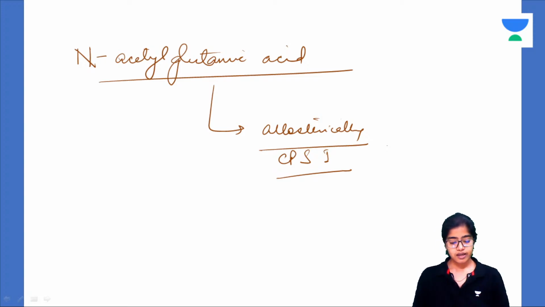So this is regarding the urea cycle. You can look at all the important steps that are occurring. The first 2 steps are occurring in the mitochondria. The last 3 steps are occurring in the cytosol. Got it?